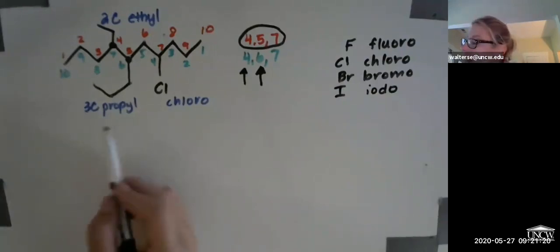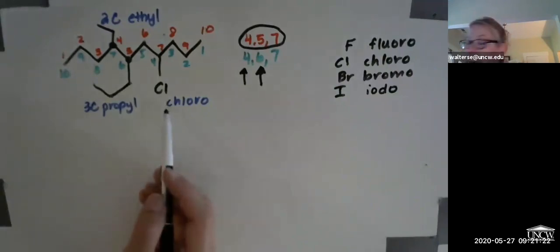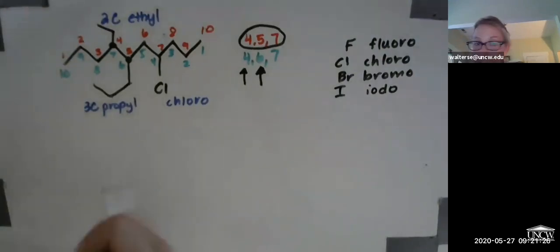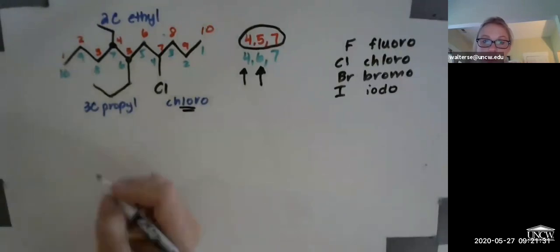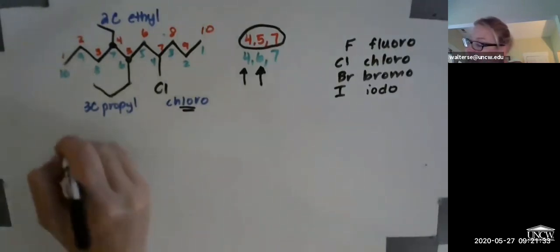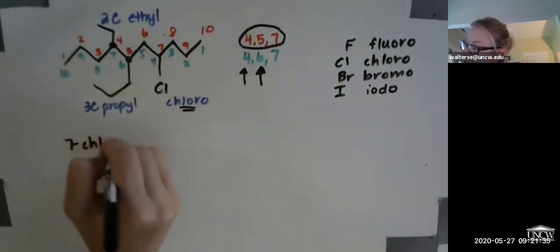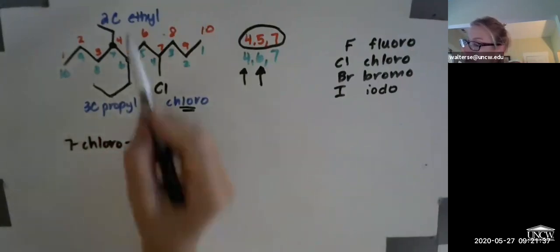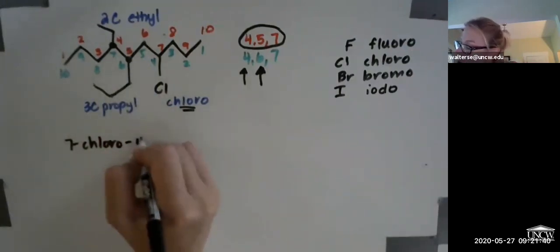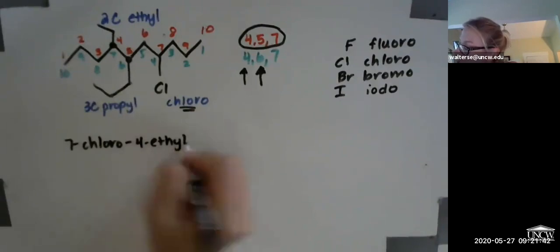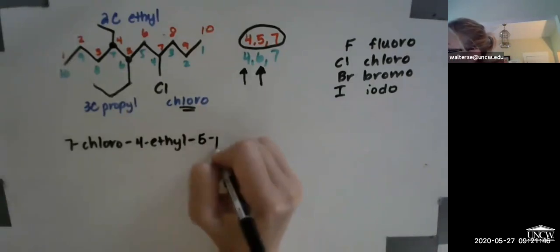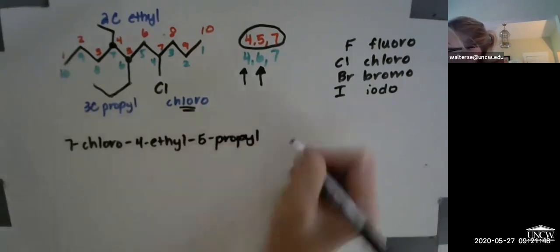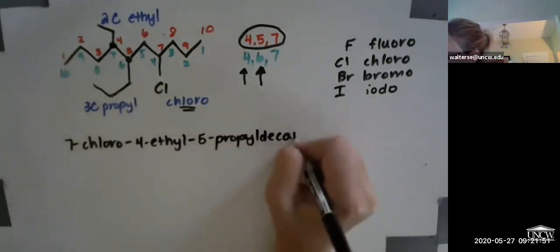Then you write it as one continual chain in alphabetical order. So A, B, C, this one would come first. 7-chloro. Then E, 4-ethyl. 5-propyl. Decane.